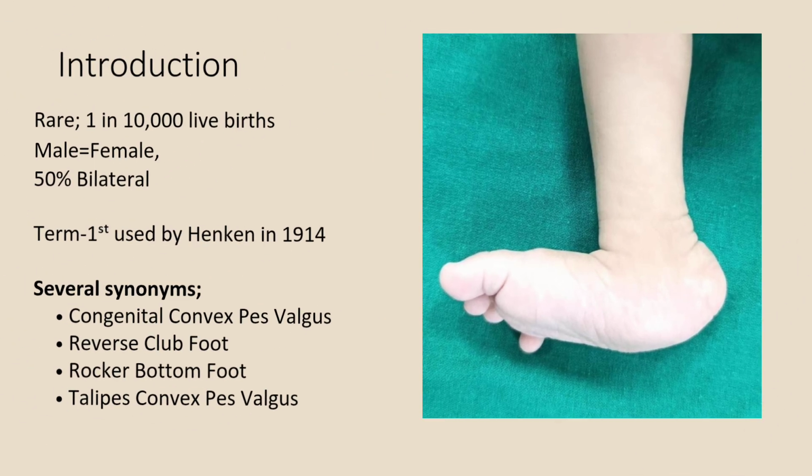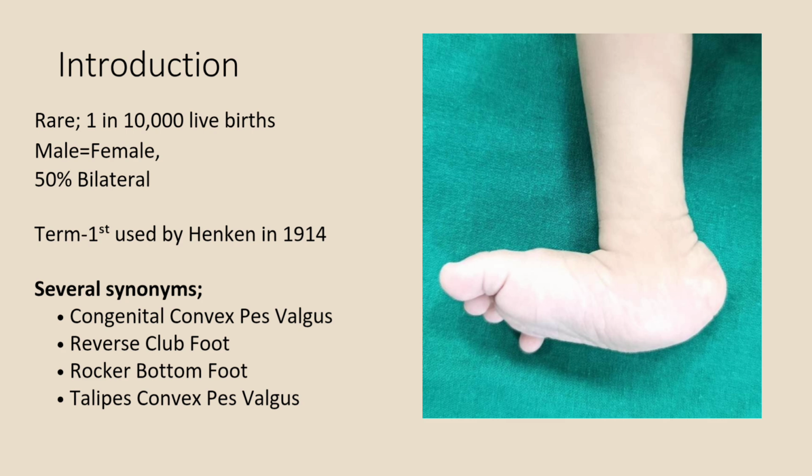You can see in this picture there is a plantar convex surface, indicating the rocker bottom, and the heel is in equinus deformity with valgus. It is a very rare condition, 1 in 10,000. The male to female ratio is the same. Usually 50% are bilateral.